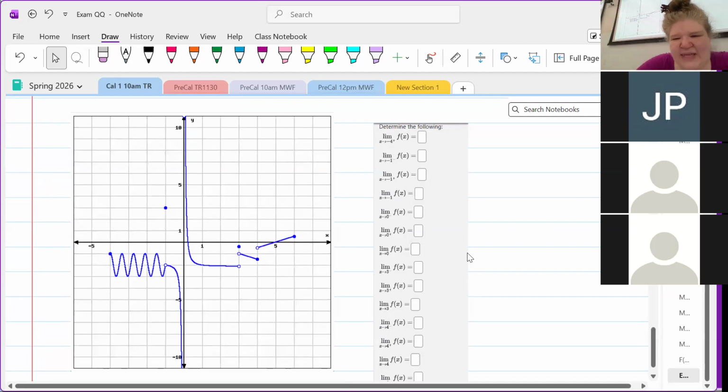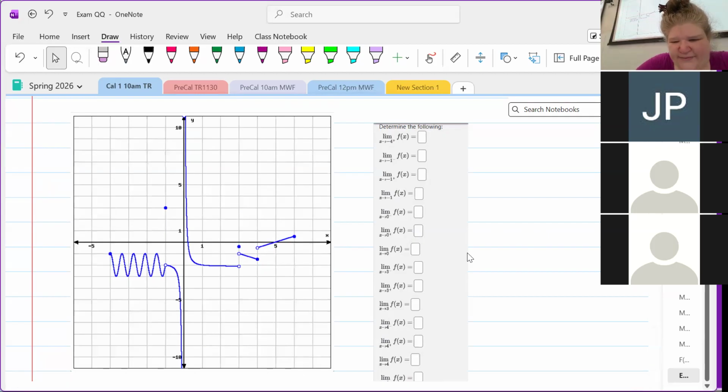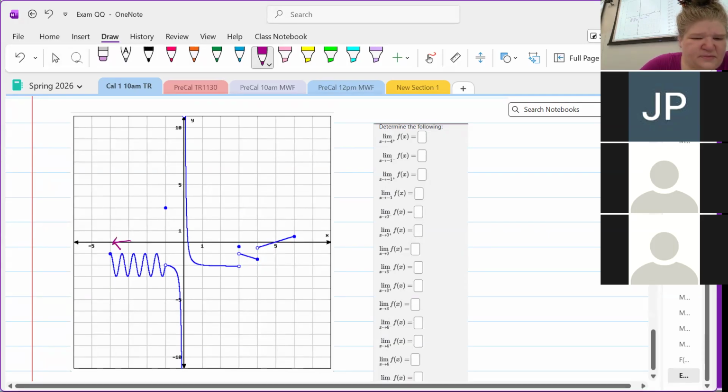All right, so a lot of these limits are from the left and the right. Not all of them, but some of them. And I clipped off the last one. So the limit as x approaches -4 from the right. So -4 from the right. The function is heading towards -1.